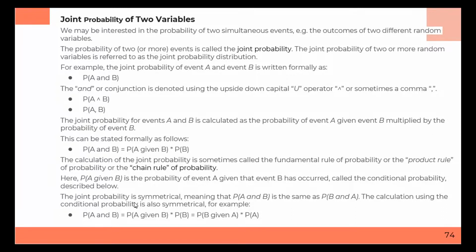In such situations, we'll be calling them symmetric. So in joint probability, we are calling them as symmetric. All right.